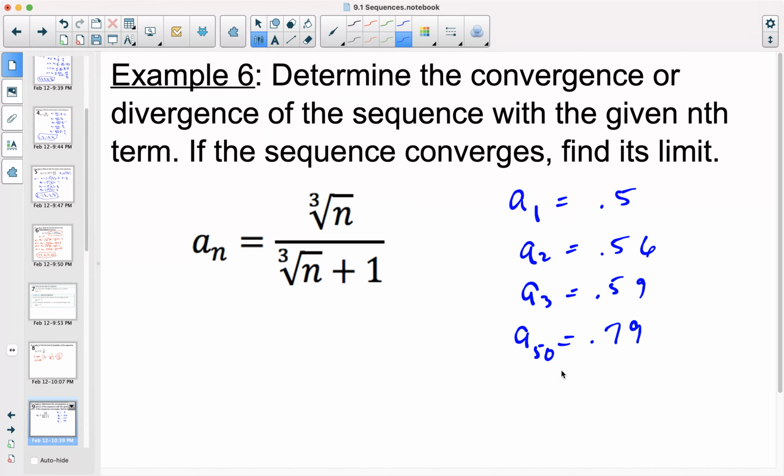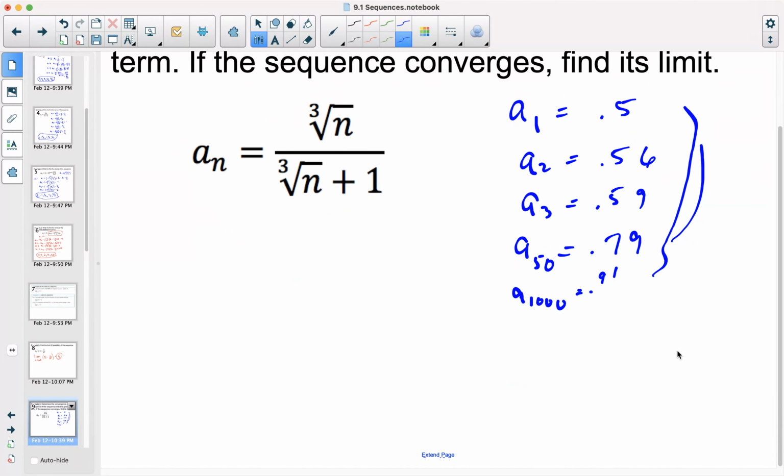The 50th term is going to approach 0.79, and I even tried the 1,000th term, 0.91. Looking at this whole progression, I'm going to say the limit is probably going to equal 1. Based on what we're seeing right here, I'm thinking it's going to approach 1, but we can't just assume that. Now we're going to take a limit.